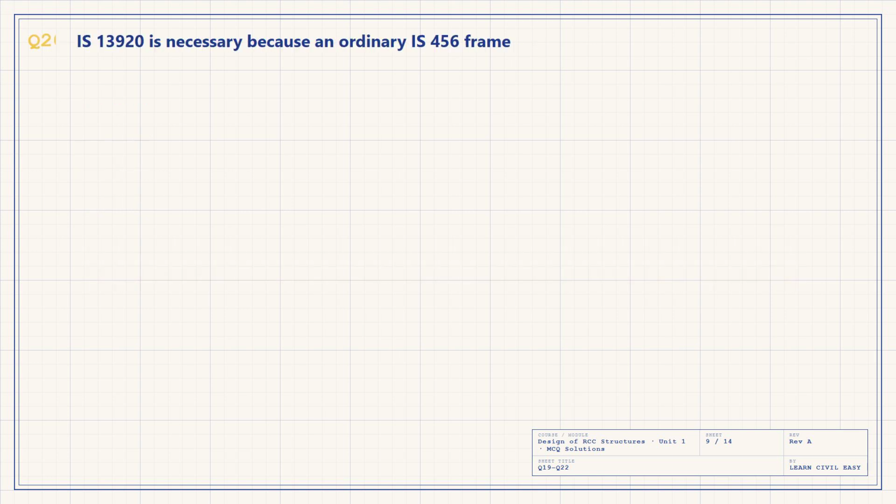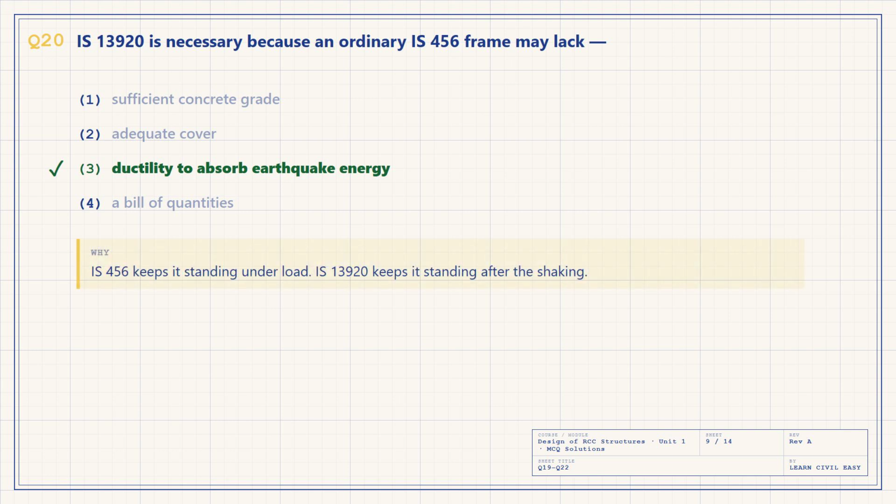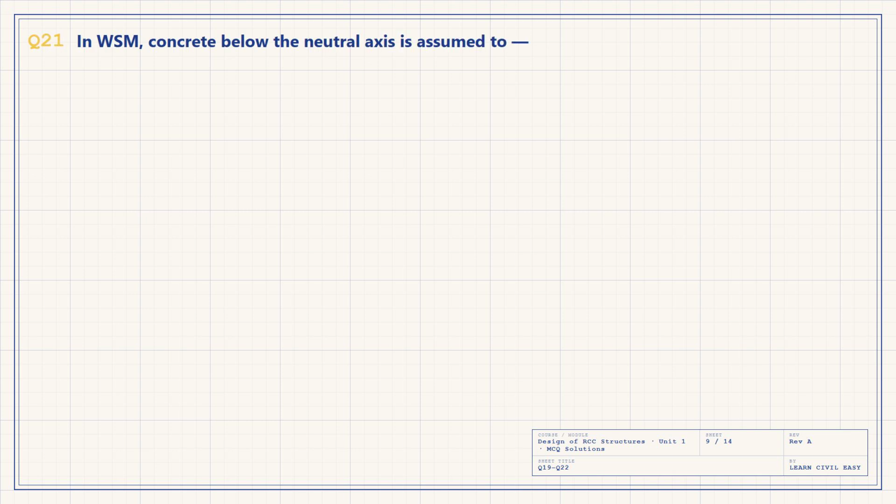IS 13920 is necessary because an ordinary IS 456 frame, though strong enough, may lack option 3, the ductility to absorb energy during an earthquake without collapsing. The diploma syllabus asks for the necessity of this code by name, so it is directly examinable. Remember it as one sentence. IS 456 keeps the building standing under load. IS 13920 keeps it standing after the shaking.